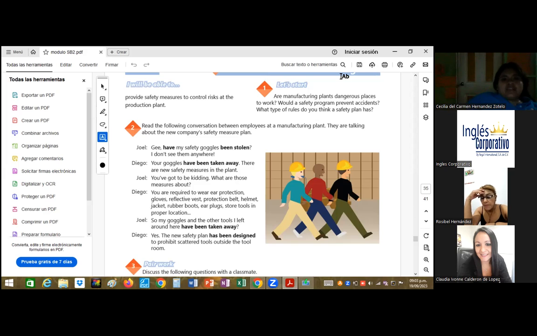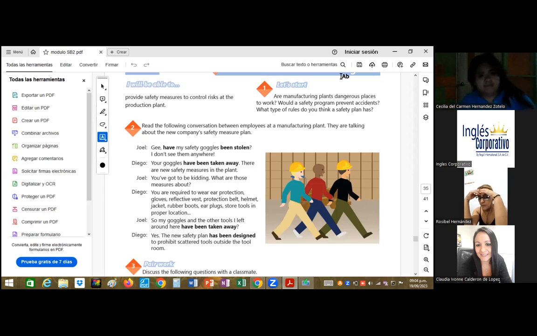Gee, have my safety goggles been stolen? I don't see them anywhere. Your goggles have been taken away. There are new safety measures in the plant. Okay. You've got to be thinking, what are those measures about?